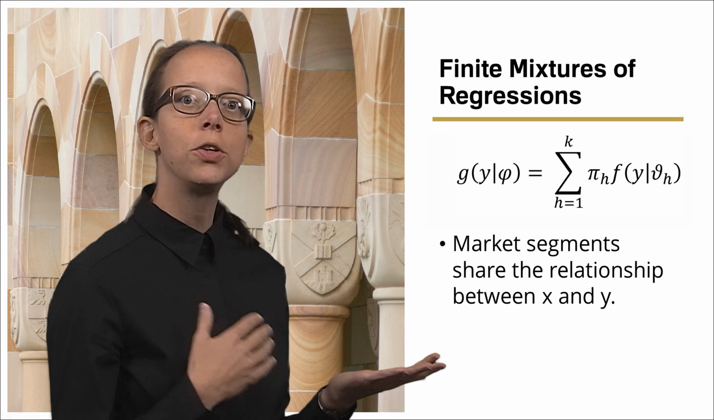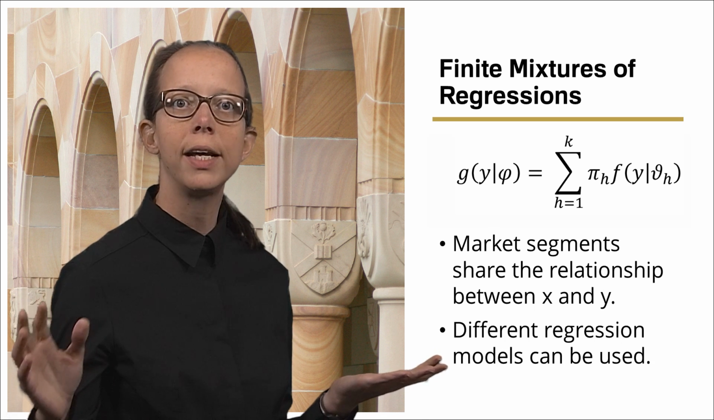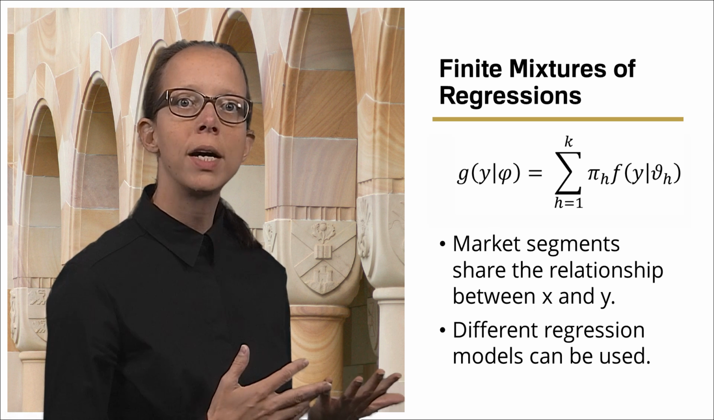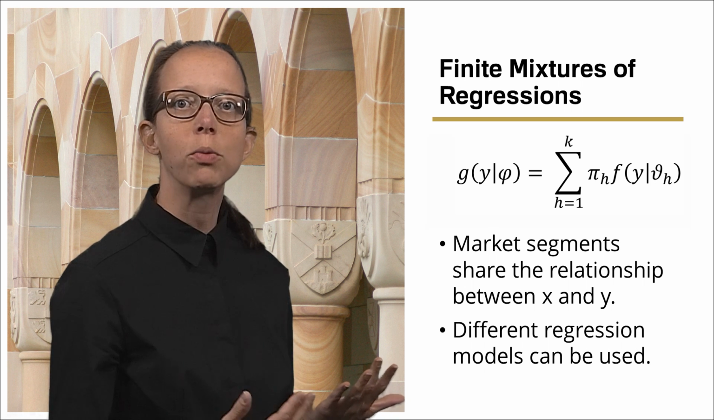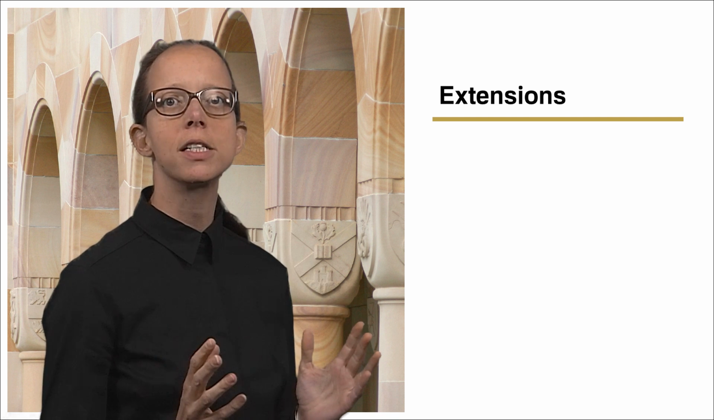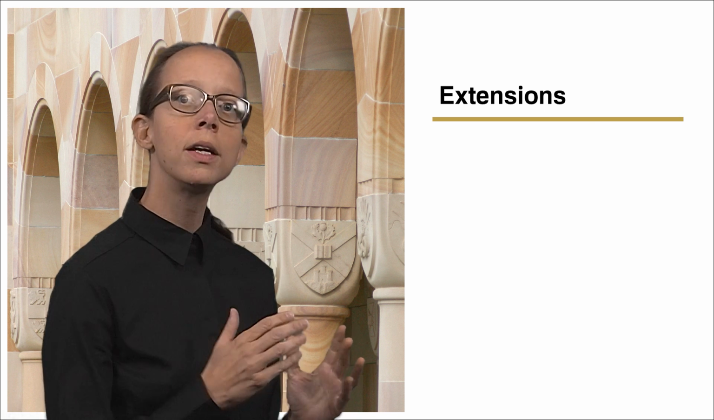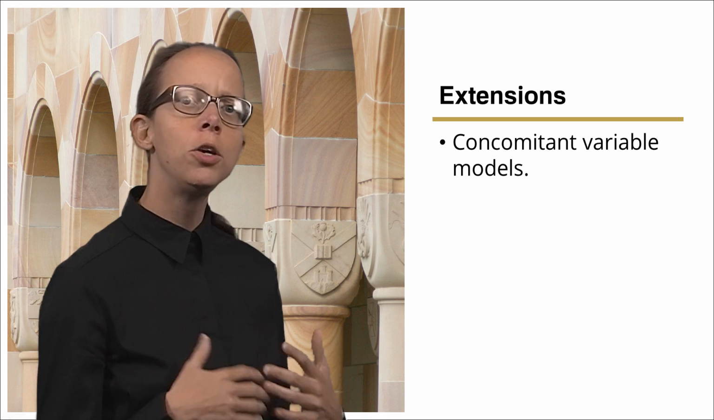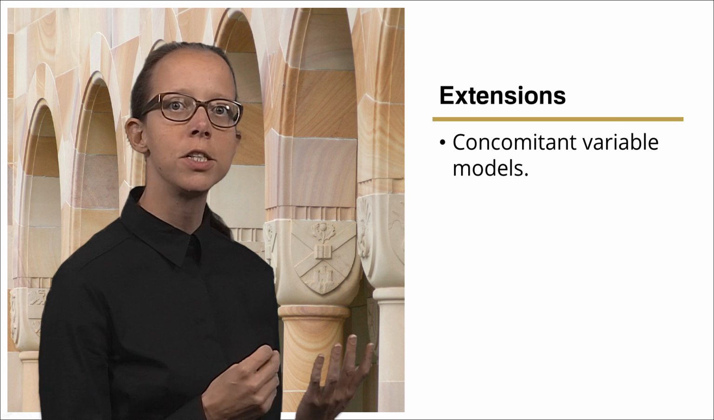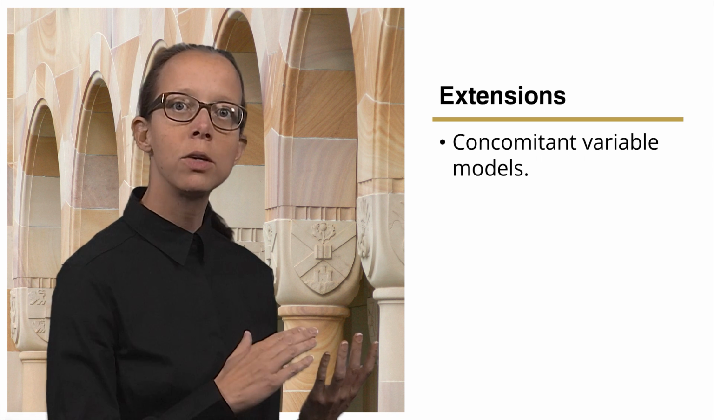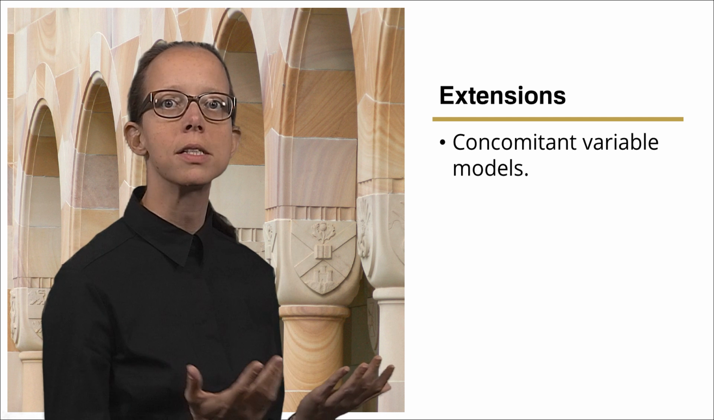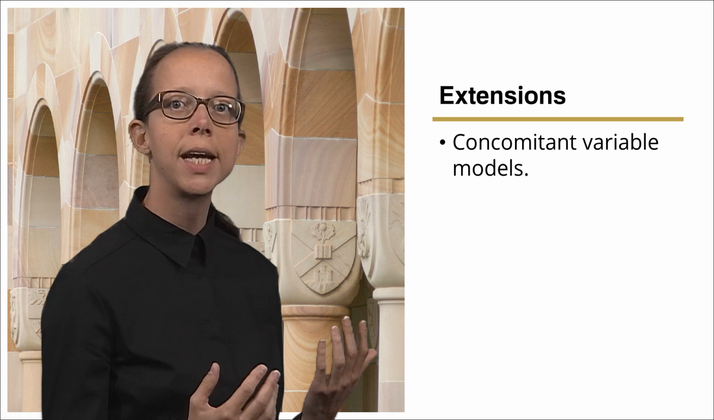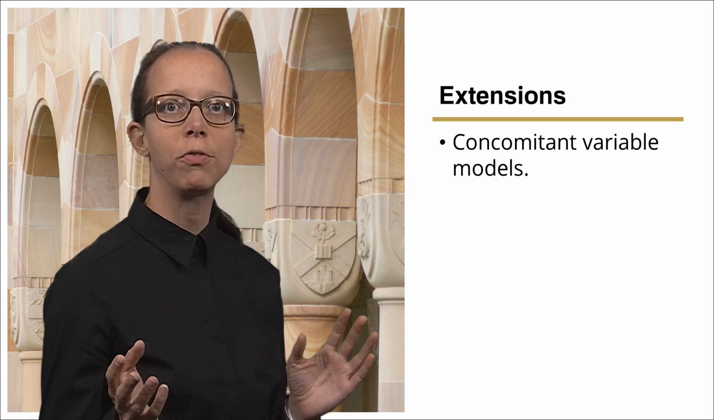Depending on the nature of y, we can use a range of different regression models to relate x and y. Common choices are a linear regression model for metric y's and a binary logistic regression for binary y's. There are many possible extensions of finite mixture models. One is to use descriptor variables as part of the segment extraction. You may recall that typically we use segmentation variables to extract segments, and then we use descriptor variables to describe the segments. With so-called concomitant variable models, we can simultaneously model segmentation and descriptor variables.